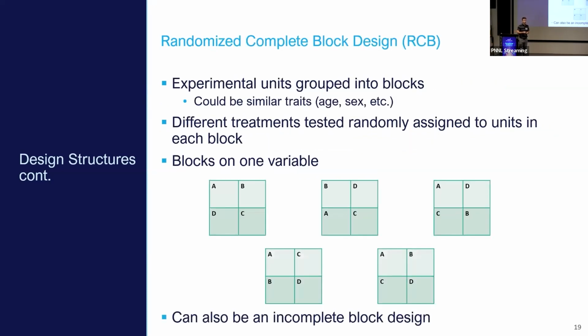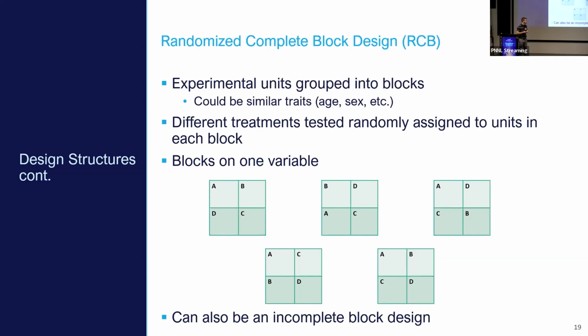So one of those examples then is the randomized complete block design. This is where we block those experimental units into those similar traits, be it age, sex, or anything that might be relevant to the study that you are researching. And then the different treatments are tested randomly and randomly assigned to units within that block.